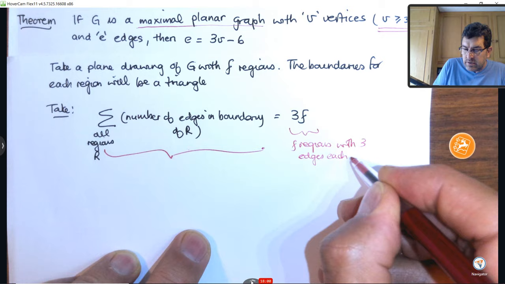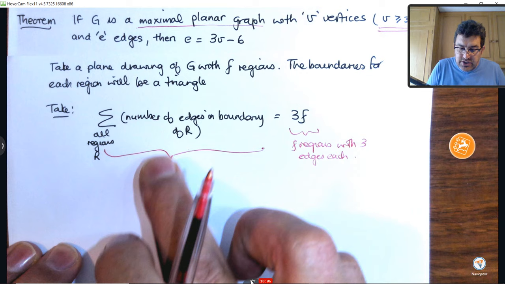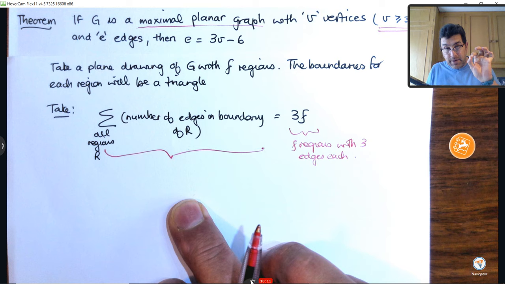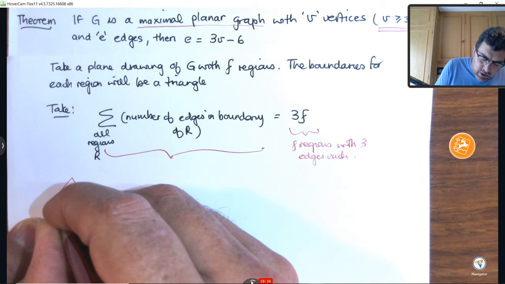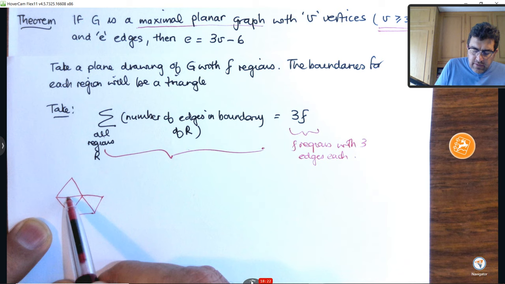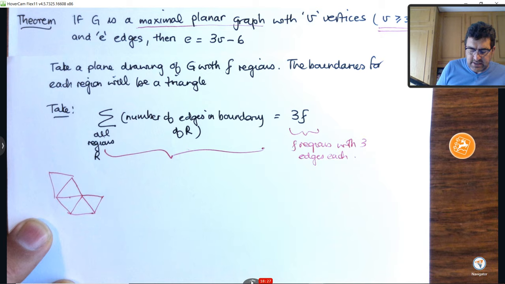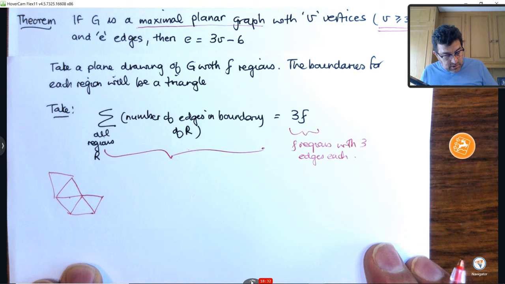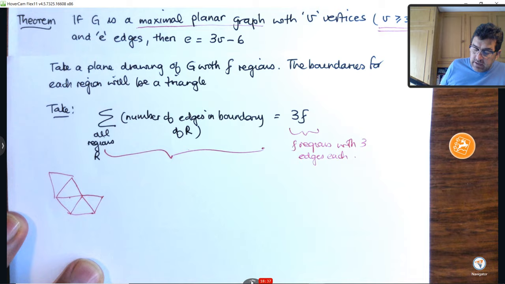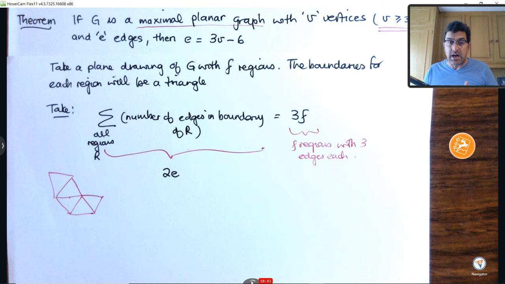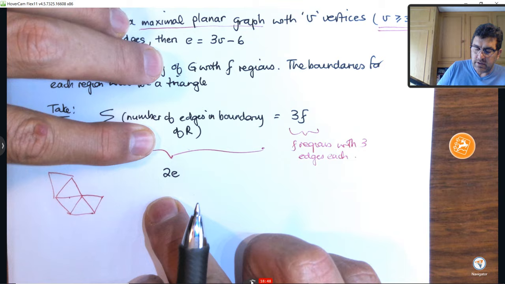So on the left-hand side, each edge gets counted twice, since it's a boundary between 2 regions. So just to give you an example, if this was what your regions were looking like, then this is counted twice, that's counted twice, and it continues over there, that's counted twice. So every one of those sides are counted twice. Okay, so what do we have? The sum of this will be then twice the number of edges, because I've double counted every edge. And there we have a relationship between the regions and the number of edges.